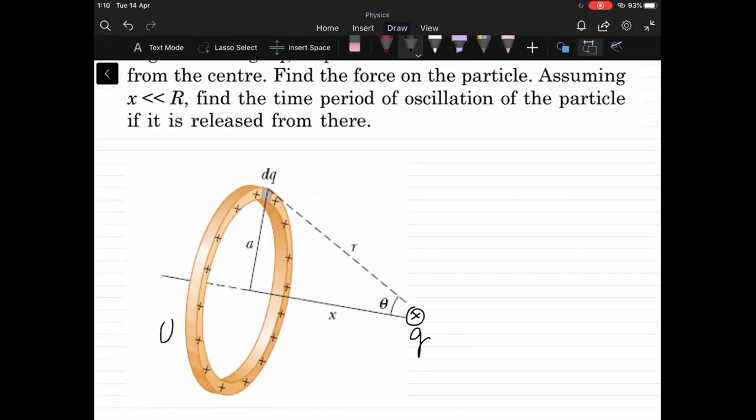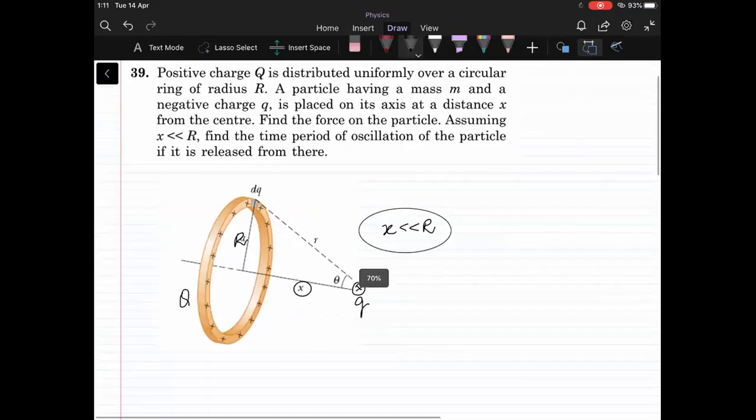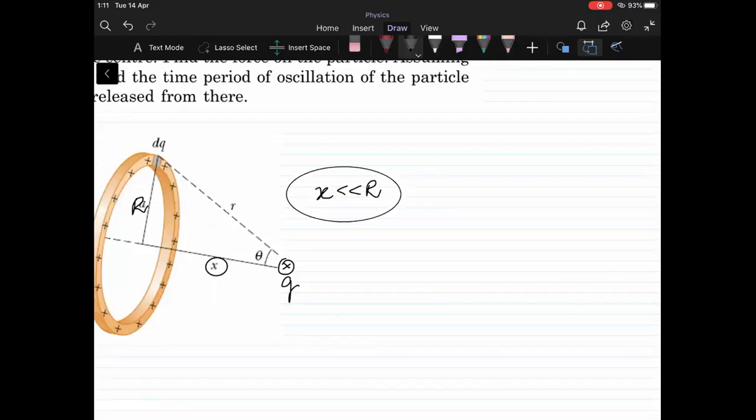Now the total charge on the ring is capital Q. Its radius is given as capital R, and this distance x is given as much less than capital R. So somewhere we have to take this approximation into good use. Okay. Now what is the expression? Let us just refresh it. It was K, total charge on the ring capital Q times x upon x square plus r square to the power 3 by 2. This is what we had derived yesterday.